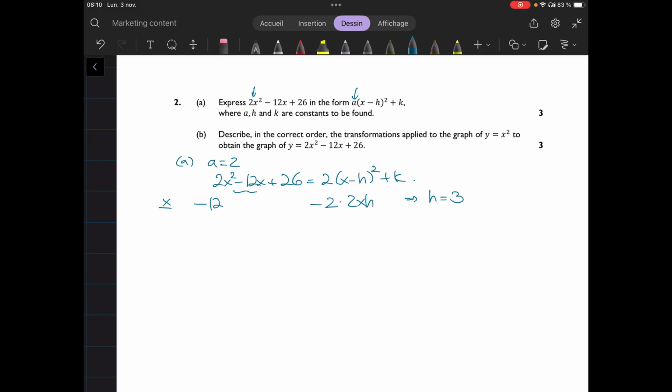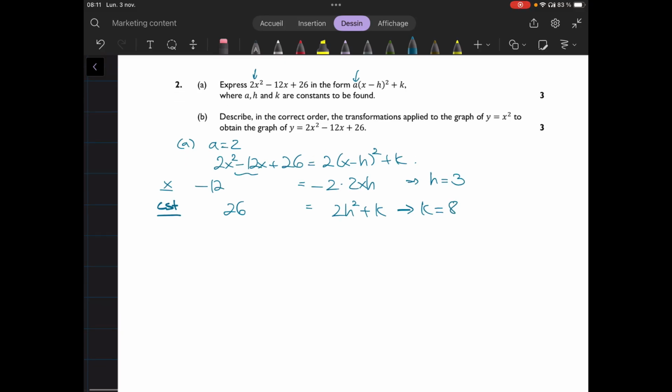Now we look at the coefficient of the constant. On the left hand side, we have 26. On the right hand side, we would have 2h squared plus k. We know that h is equal to 3, therefore k is equal to 8. Thus, left hand side is equal to 2 times x minus 3 squared plus 8.